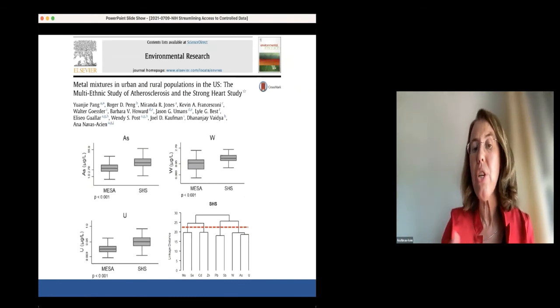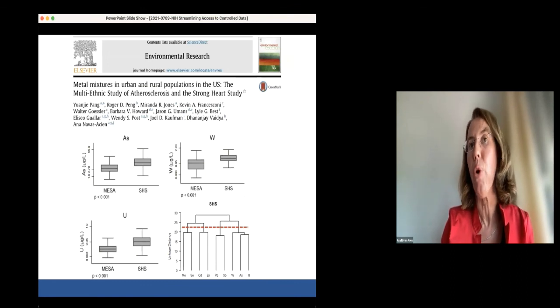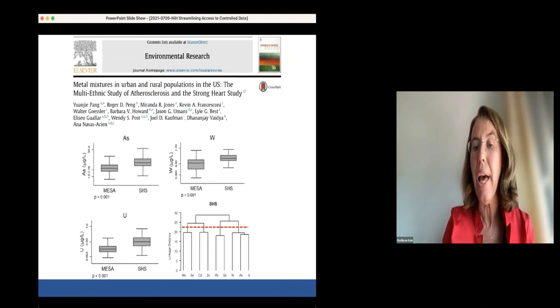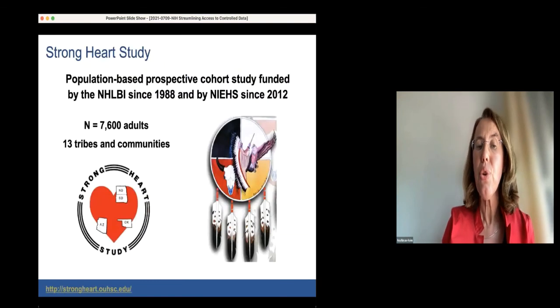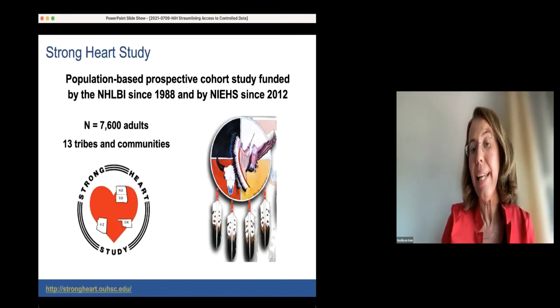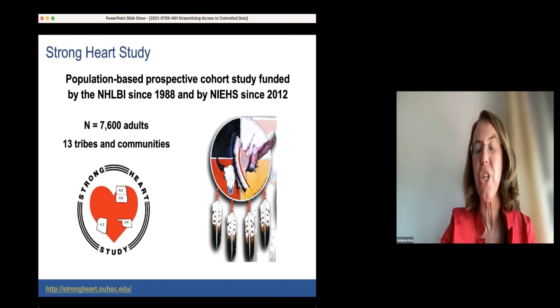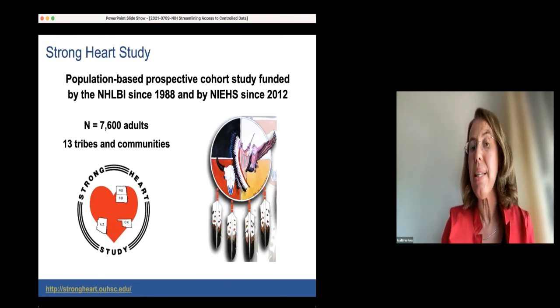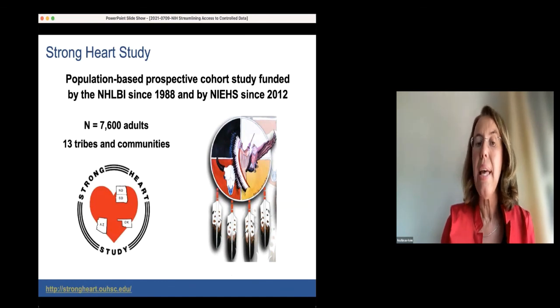So this collaboration across these 2 cohorts was possible through this partnership that we have with the Strong Heart Study. The Strong Heart Study is the largest and longest study with American Indian communities, ongoing since 1988, funded primarily by NHLBI, although since 2012, some important funding has come from the NIH. There are more than 7,600 adults, and 13 tribes and communities are part of the study.